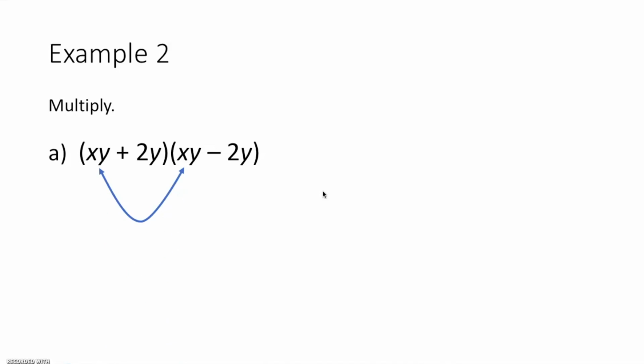We multiply the first terms together. xy times xy, well, you multiply the like bases, you add the exponents. So this is going to be x to the first times x to the first is x to the second. And then same thing with y. y to the first times y to the first is y to the second.